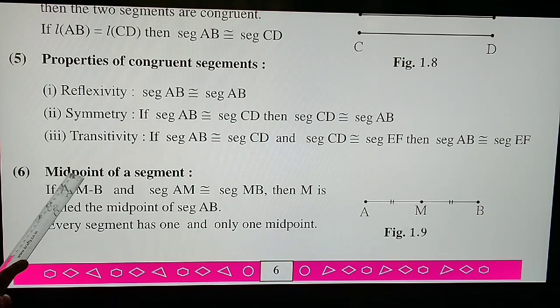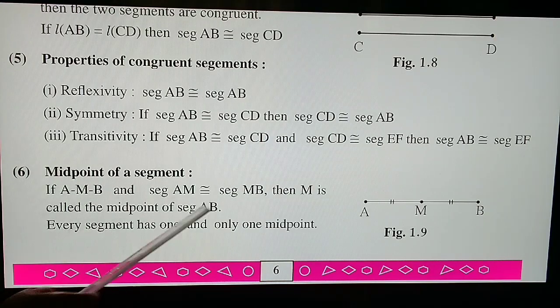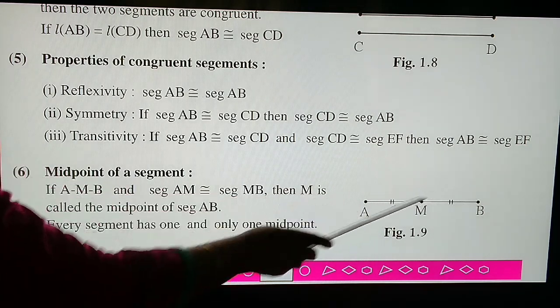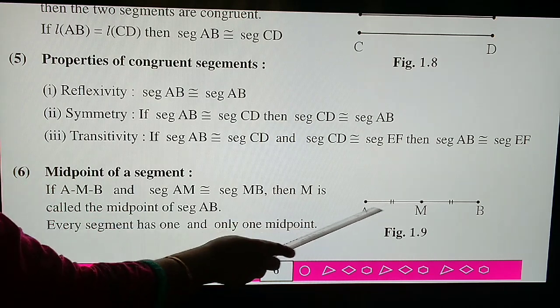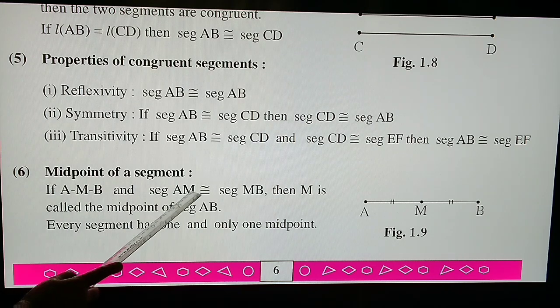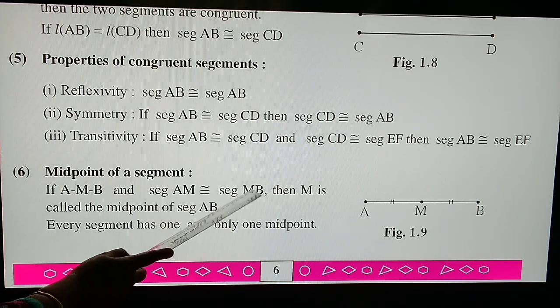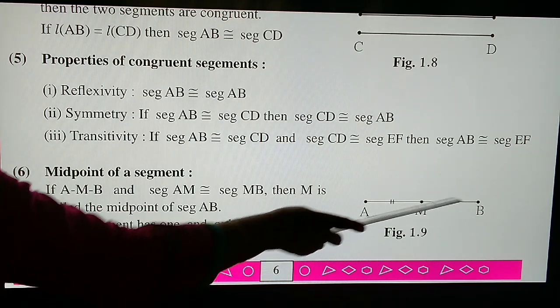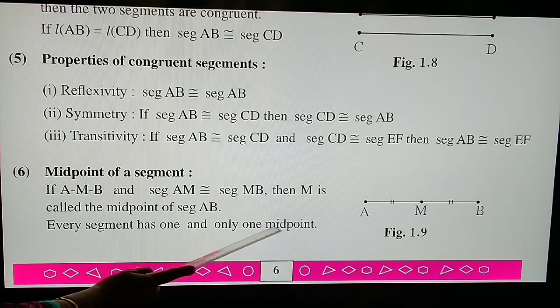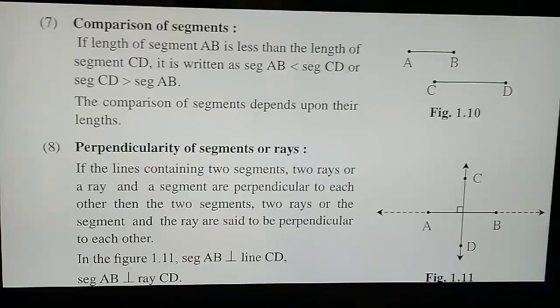Now the next point is the midpoint of a segment. See this segment AMB. M is the midpoint of this segment and M divides this segment into two parts. AMB, so M is between A and B. So segment AM is congruent to segment MB. So these are congruent segments. Then M is called the midpoint of the segment AB. Every segment has one and only one midpoint.